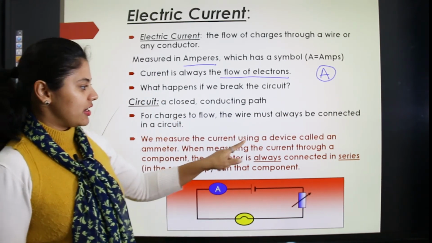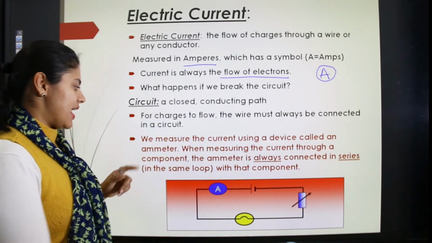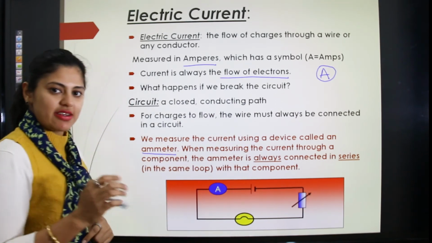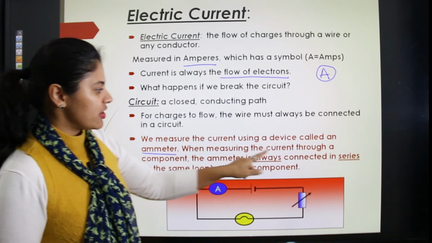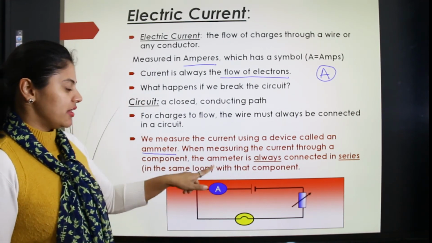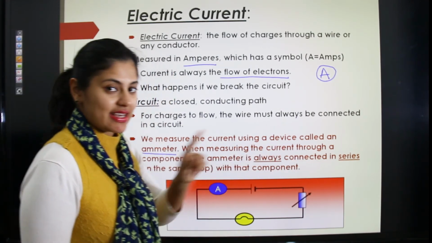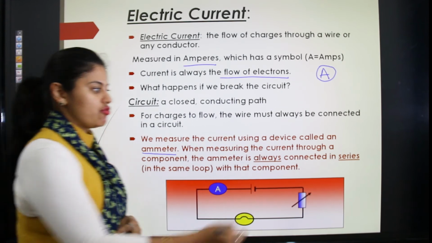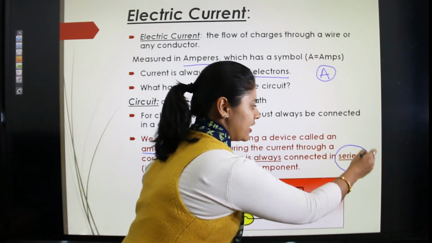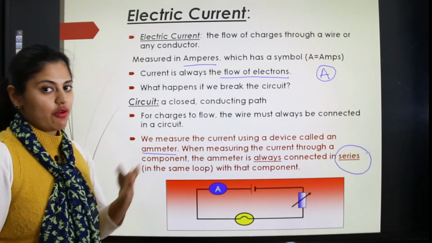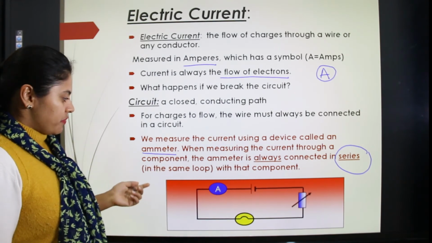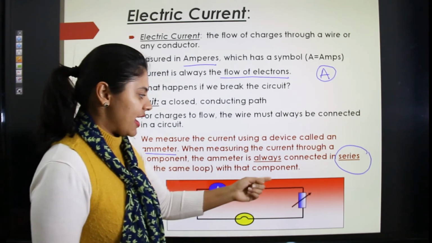We measure the current using a device called an ammeter. So as there is the voltmeter, there is an ammeter. When measuring the current through a component, the ammeter is always connected in series. Always remember for this one that we need to connect the ammeter in series if we need to measure the current in the same loop with that component.